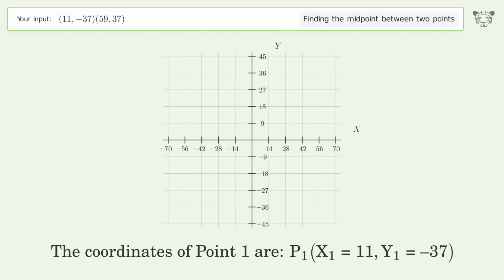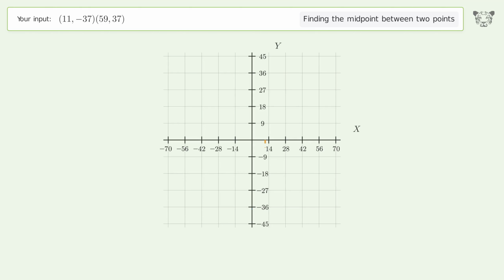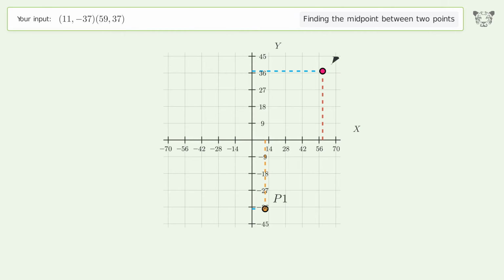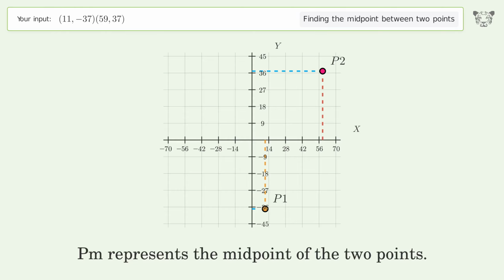The coordinates of point 1 are x1 equals 11, y1 equals negative 37. The coordinates of point 2 are x2 equals 59, y2 equals 37. PM represents the midpoint of the 2 points.